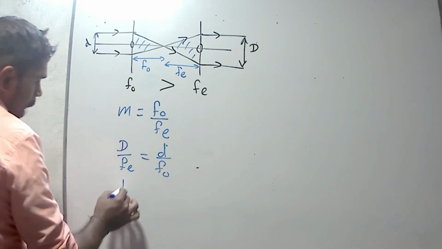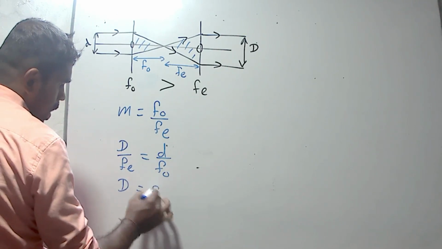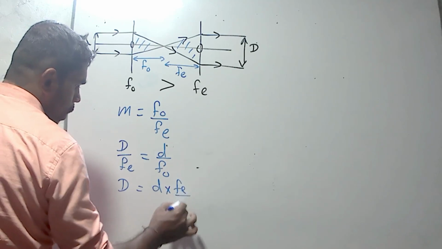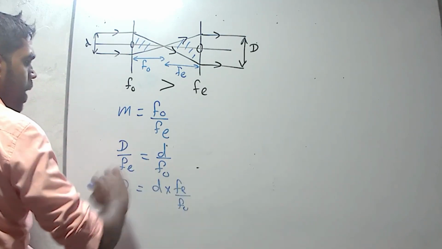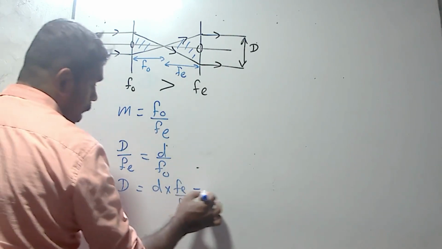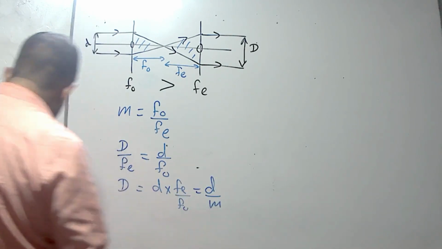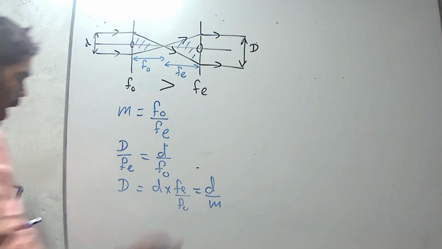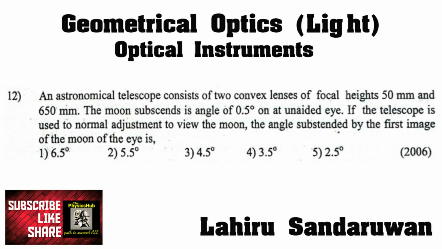Then I will make capital D the subject. It is d multiplied by fe over f0. fe over f0 means the reciprocal of the angular magnification. Then we can get d divided by small m. Then the answer is 1.